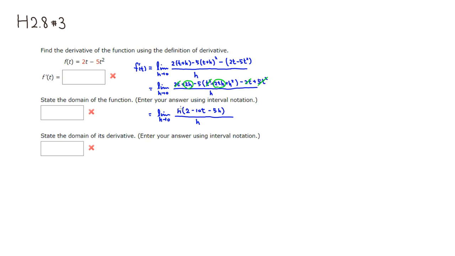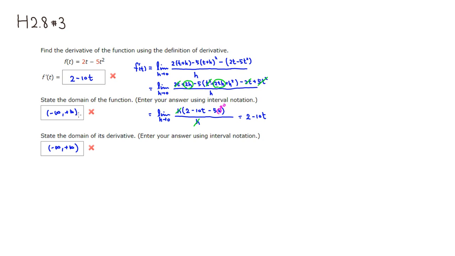So we can cancel h on top and h on the bottom. And we know that h is going to 0, so this term disappears. What's left is 2 minus 10t. So that's the function, 2 minus 10t. And the domain is very easy. Since it's a polynomial function, it's all real numbers. And the derivative is a linear function, so it's all real numbers.